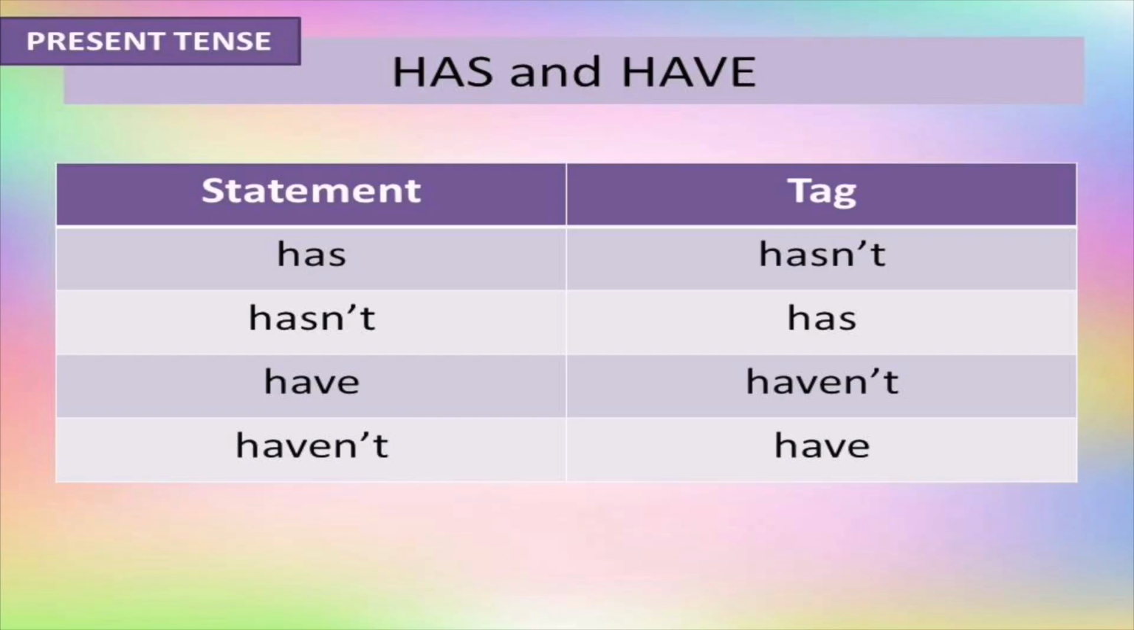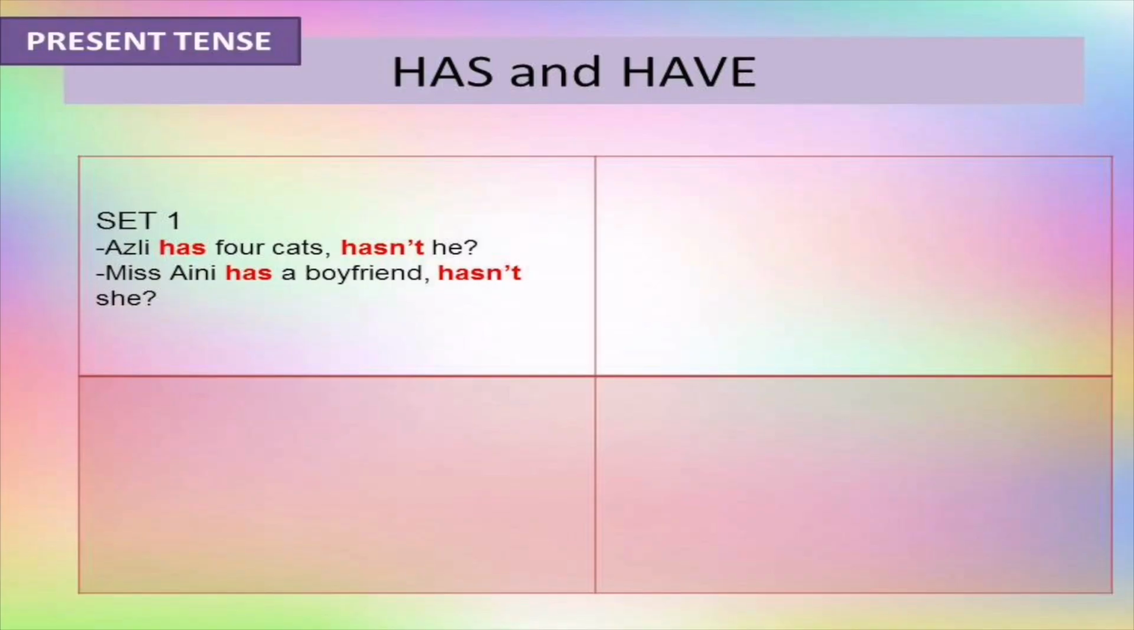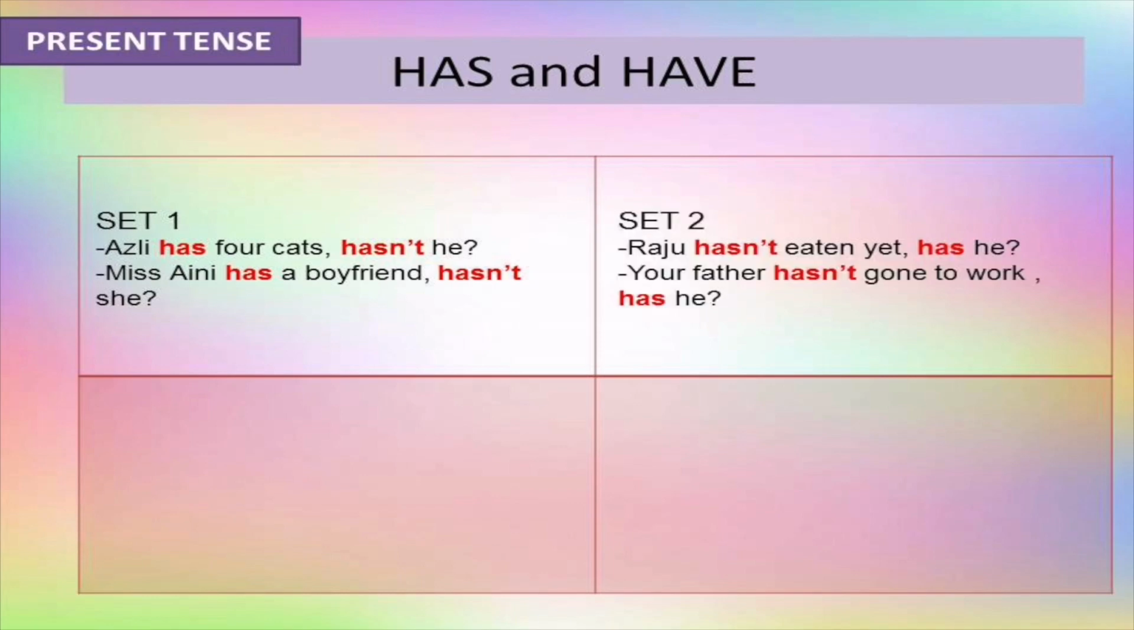Has and have are used for present tense. Look at the table one more time. Has, hasn't, hasn't, has. Have, haven't, haven't, have. Okay, let's look at the first set. The first set is positive statement with negative tag. Azli has 4 cats, hasn't he? Miss Aini has a boyfriend, hasn't she? Okay, set 2. Raju hasn't eaten yet, has he? Hasn't and has. Okay, negative statement and positive tag.